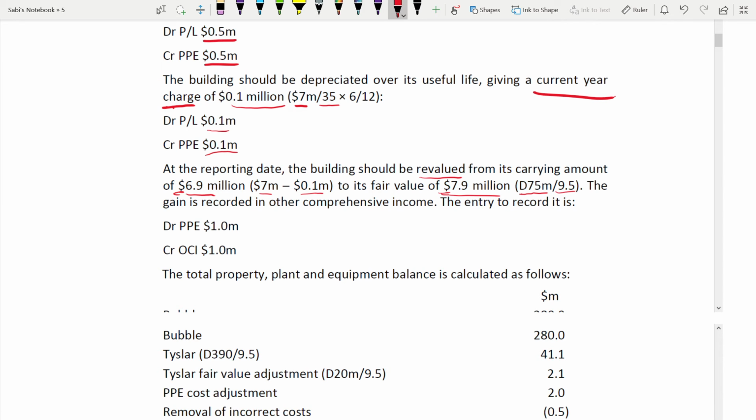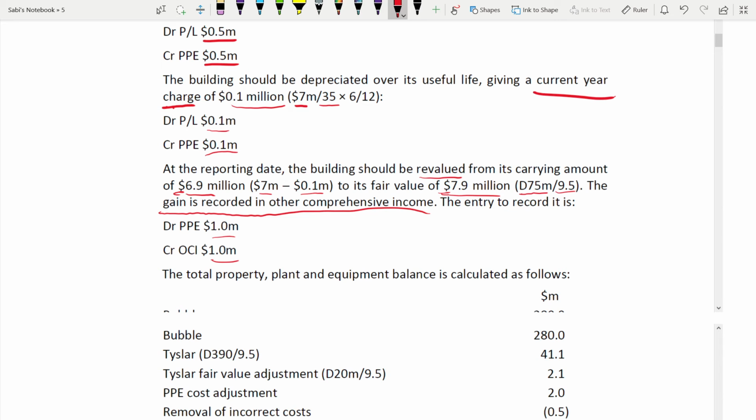Where does the gain get recorded? Revaluation gains are recorded in which place? Other comprehensive income, OCI. You can even write OCI, it is understood. So the entry to record is what? You credit OCI, debit PPE, because PPE fair value will go up, no? So debit PPE, credit OCI.